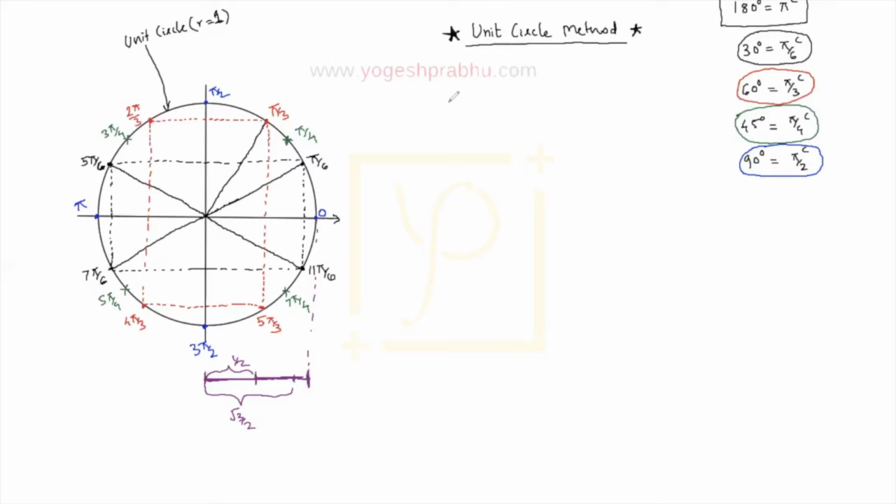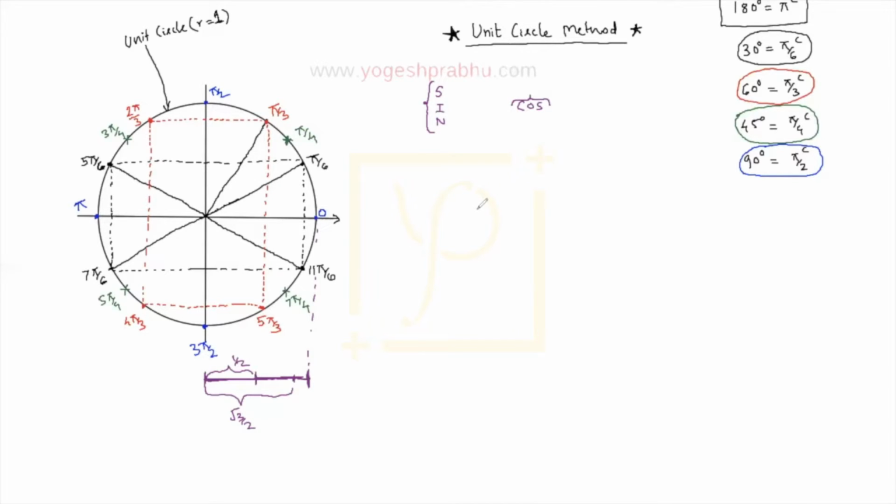Now, one last thing to remember before we go to the solving part: whenever you want sine, you always measure vertical. And whenever you want cos, you always measure horizontal. Just keep these 2 things in mind. One is about the distance. The other is that for sine you measure vertical, and for cos you measure horizontal. Now, once you know so much, I will show you how you can find out.